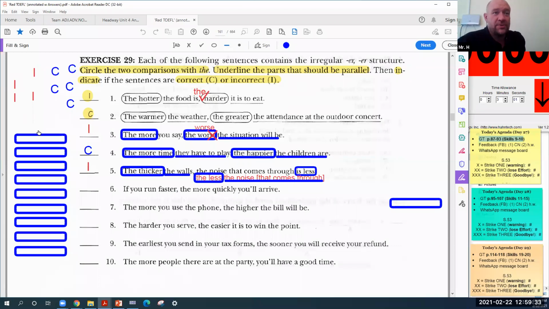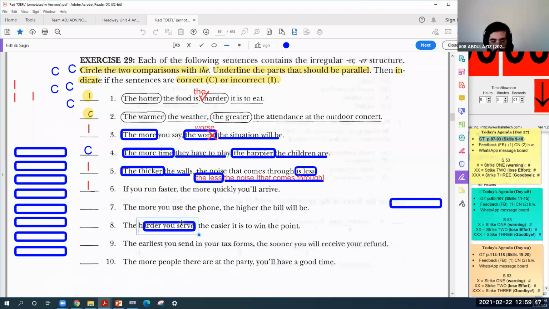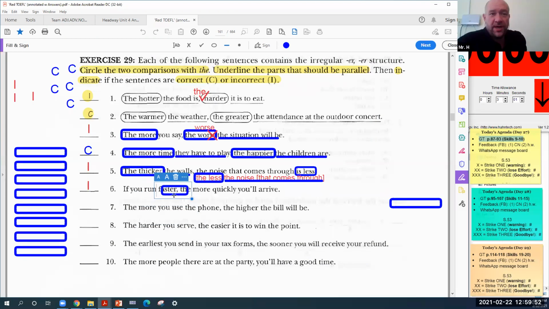Let's see, Abdulaziz, you want to try number 6? Incorrect. Where should I put a circle here? The faster. It should be the faster you run. It shouldn't be here, right? Should be at the beginning. And what about the second? Where's the second one? The more.